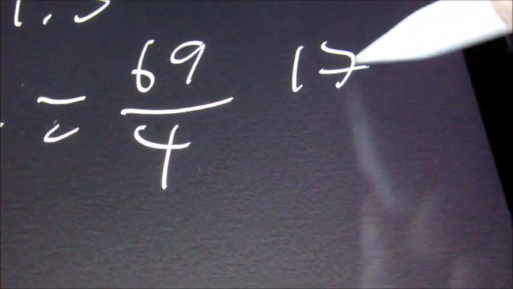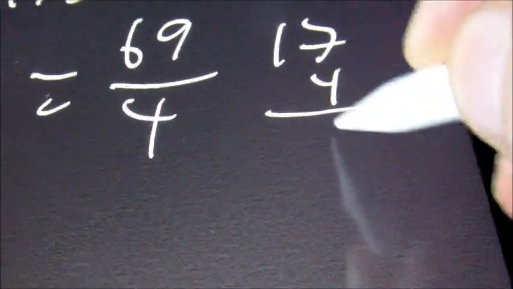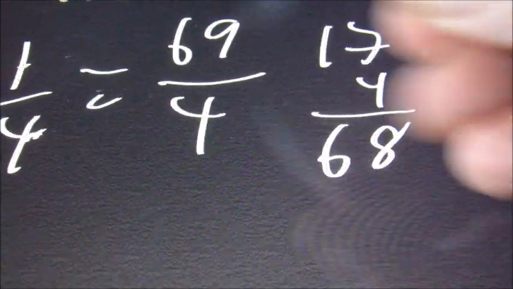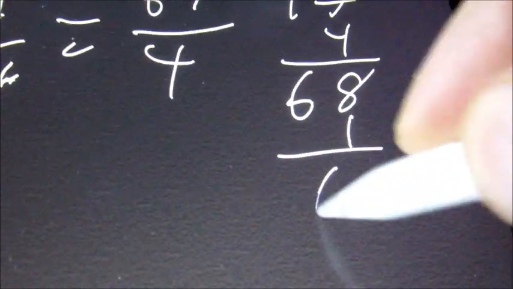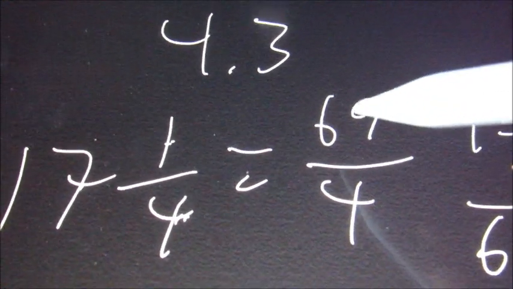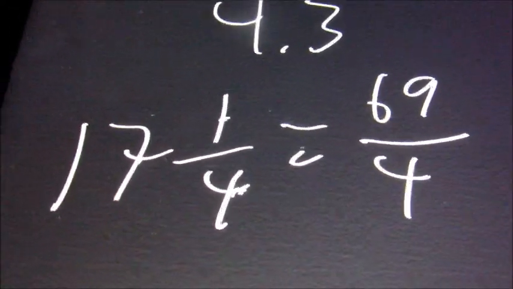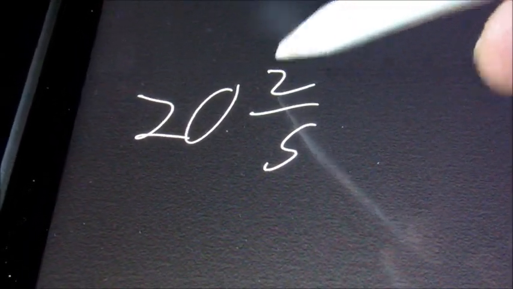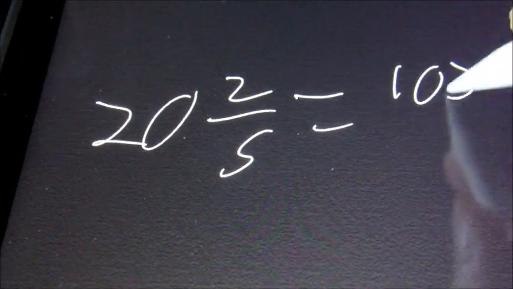over the 4. So in steps, say 17 times 4: 4 times 7 is 28, 4 times 1 is 4, plus 2 is 68, and then we add the 1, and we get 69. That's our numerator, and then our denominator is just what our old denominator was. So, another one, say we have 20 and 2/5. We're going to go 5 times 20, which is 100, plus 2 equals 102, and that's all over the 5.